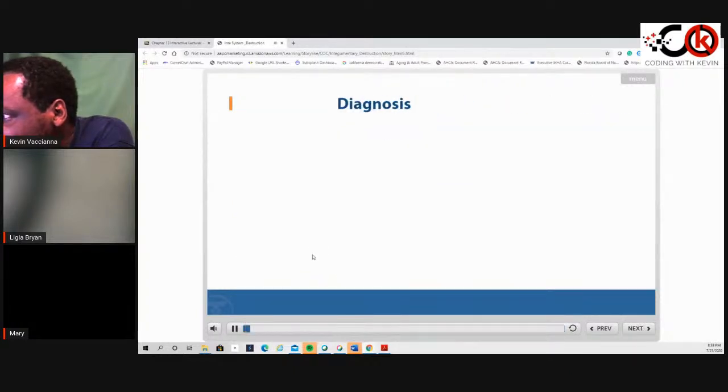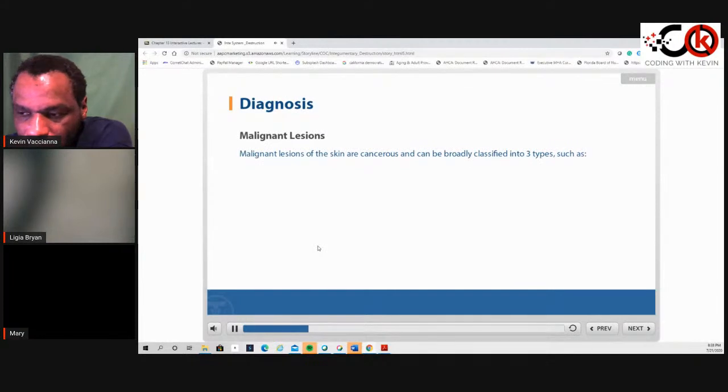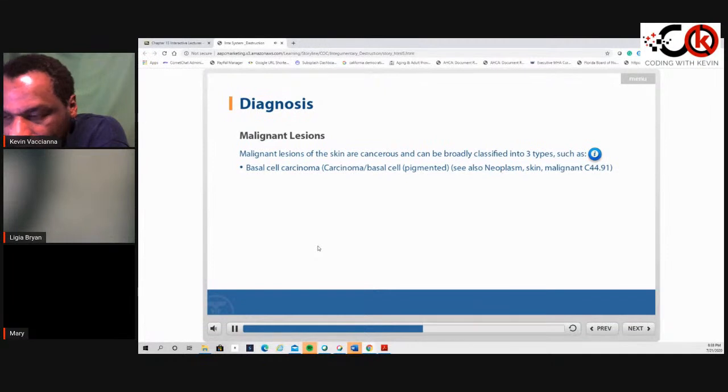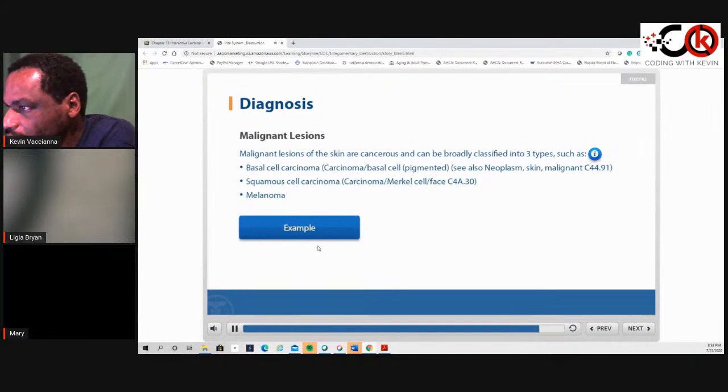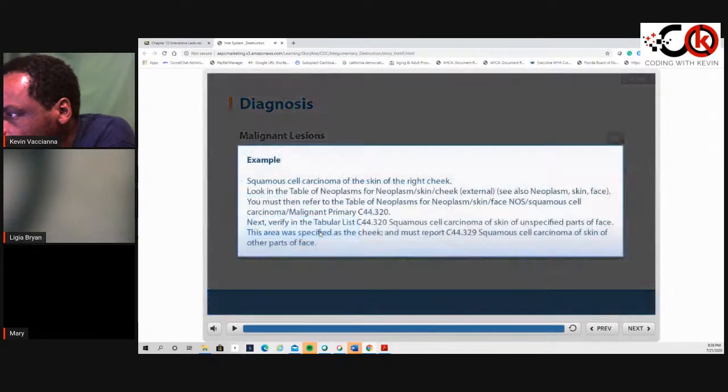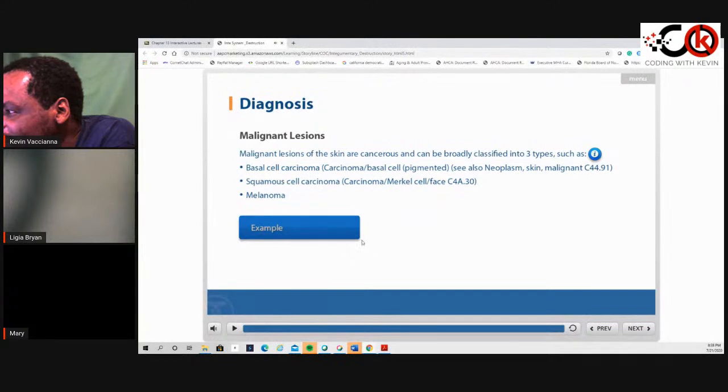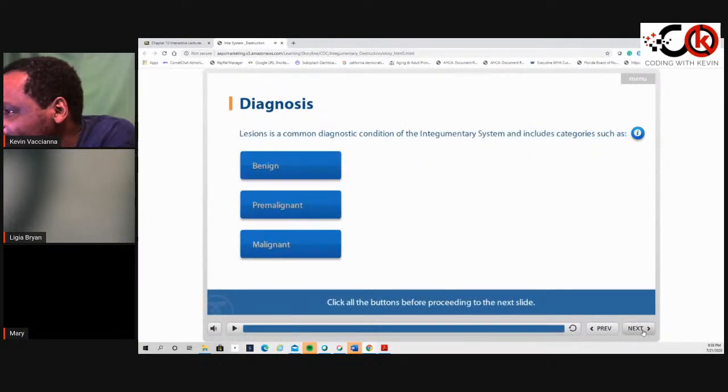Now let's do malignant. Malignant lesions of the skin are cancerous and can be broadly classified into three types, such as basal cell carcinoma, squamous cell carcinoma, and melanoma. Click on the examples to learn more. Squamous cell carcinoma of the skin of the right cheek, looking at the table of neoplasm. So it's basically telling you how to work the ICD-10 book. All right, I'm going to skip past this.